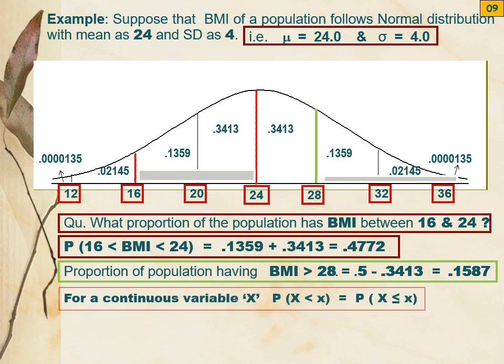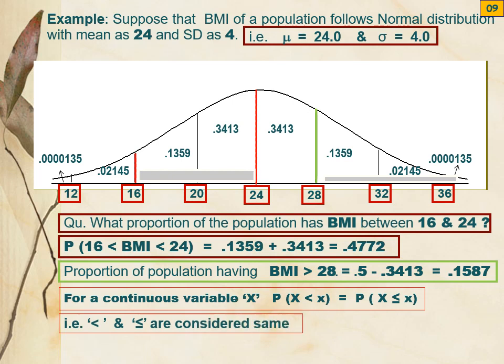One very important thing here is that for a continuous variable, probability X less than x, where capital X is the general variable and small x is a specific value of the variable, is the same as probability X less than or equal to x. That is, for a continuous variable, there is no difference between the less than sign and the less than or equal to sign. Both are treated as the same. This you have to keep in your mind.